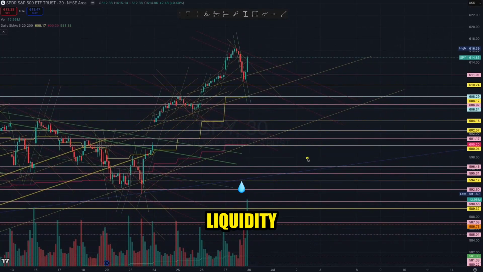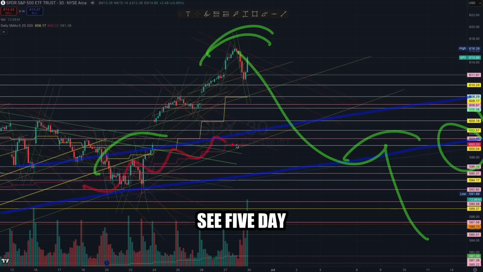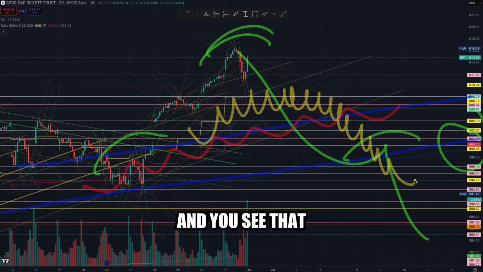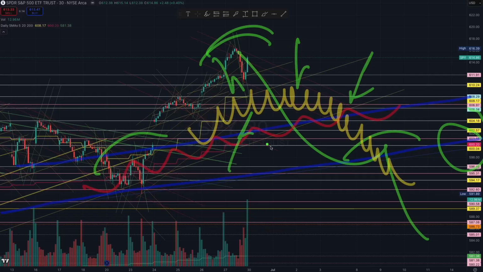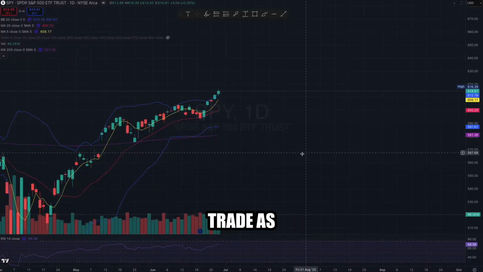There is a larger liquidity here with the blue algorithm. This will take some time, not so soon, as I was telling you. If there is a larger dump, it will be taken near to that 600 with that blue algorithm. By then, you will already see 5-day moving average turn into some sort of resistance, 20-day moving average turn into some sort of resistance, and you see that the 5-day will trend below that 20-day moving average right there. So just pay close attention to that. Plenty of indicators to look out for, and remember to trade as structure demands.